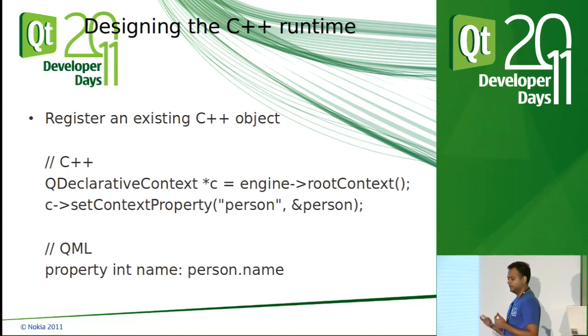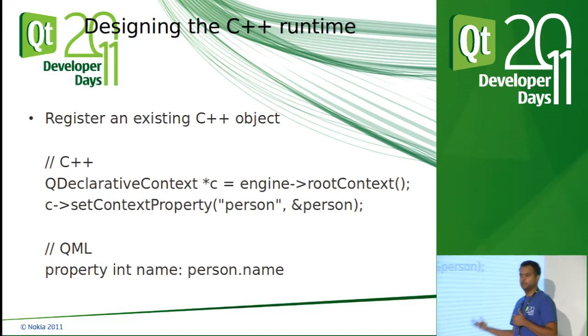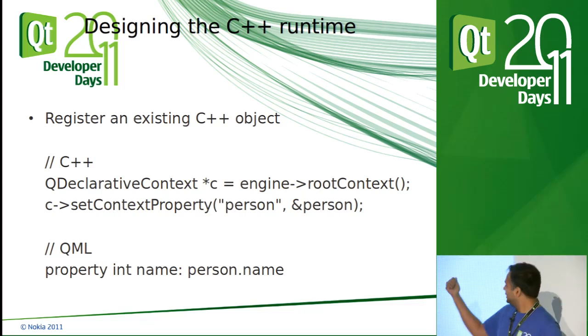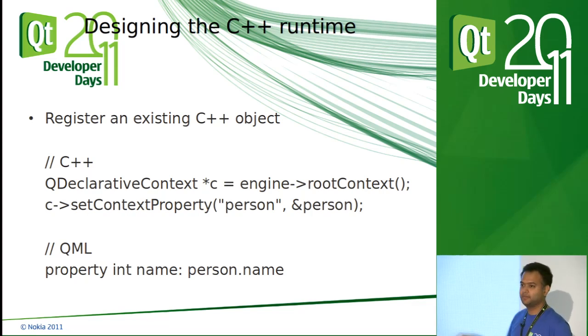The second way is that instead of exposing a type, you actually expose a C++ instance, right? The way to do this is using this snippet of code. What you do is you set a context property. Here, person is actually a C++ instance, and we expose it as a context property. And then in the QML, you can just access this as person.name. I'm going through these things very fast because this is fairly basic, but I just want to get the flow.